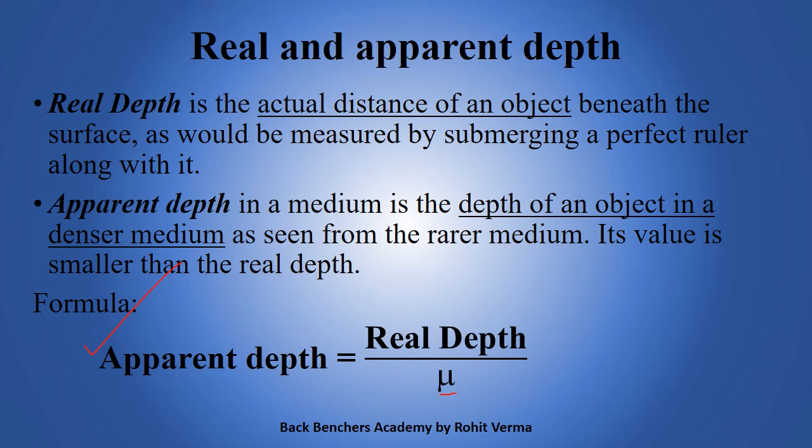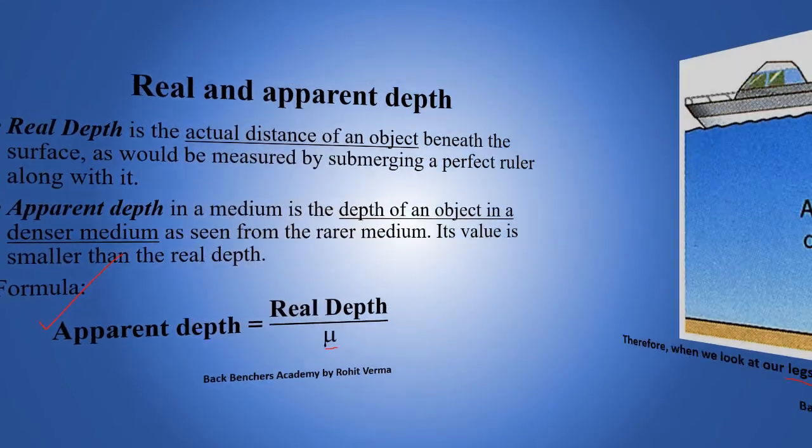This formula is pretty important: apparent depth is equal to real depth upon mu. This mu is nothing but the refractive index, which we've studied previously in the first video. The refractive index obviously depends on the density of the medium. So if we talk about water and air, suppose mu and real depth are given to you and we have to find the apparent depth. That means out of three parameters, any two are given and we have to find the third one, so we can apply this formula.